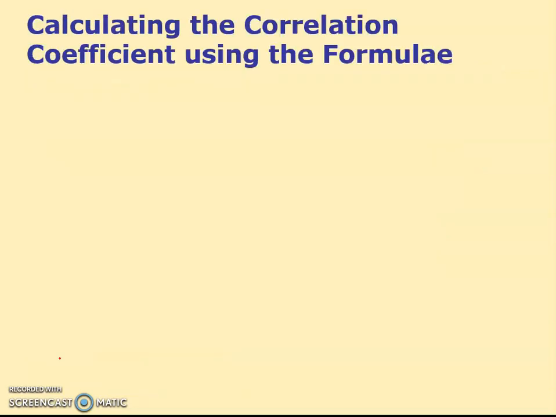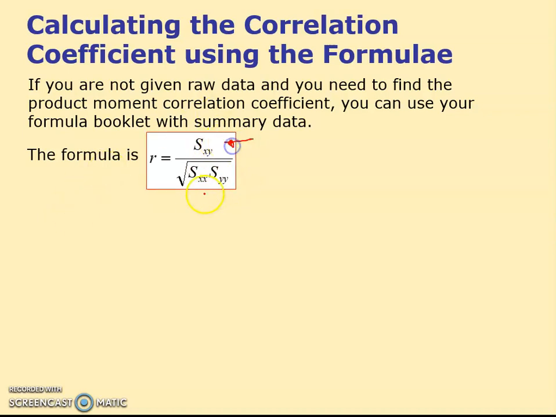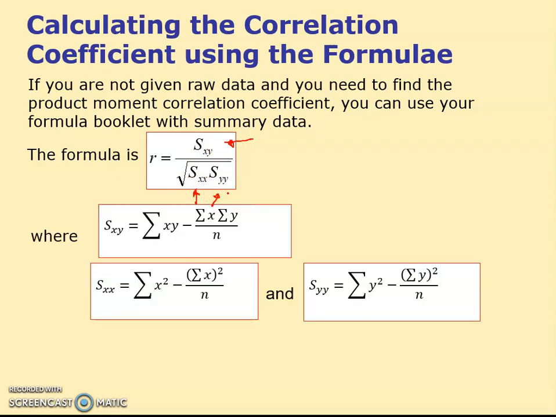So look, sometimes they're not so kind. Sometimes they give you what are called summary statistics, and therefore we have to use the formulae. Now, these formulae are in the formula book, so it's not something you have to learn, but you need to know where to find them. And the formula for finding R is that. Now, you're thinking, what is this SXY? And what is this SXX and SYY? Well, there's formulae for those too.